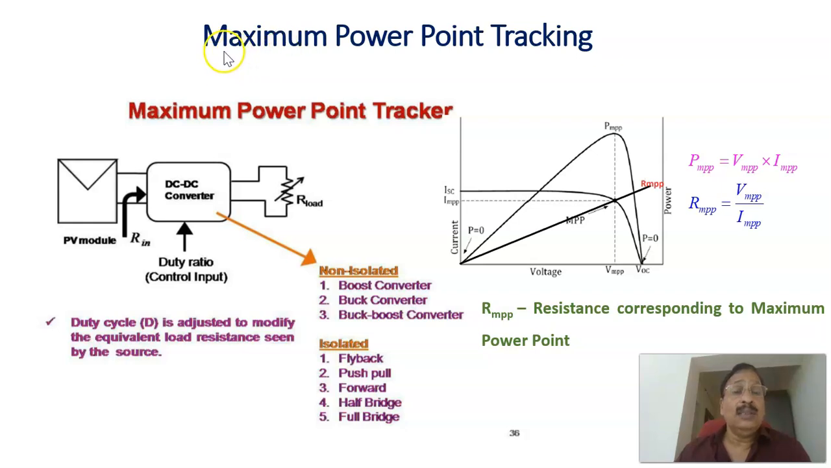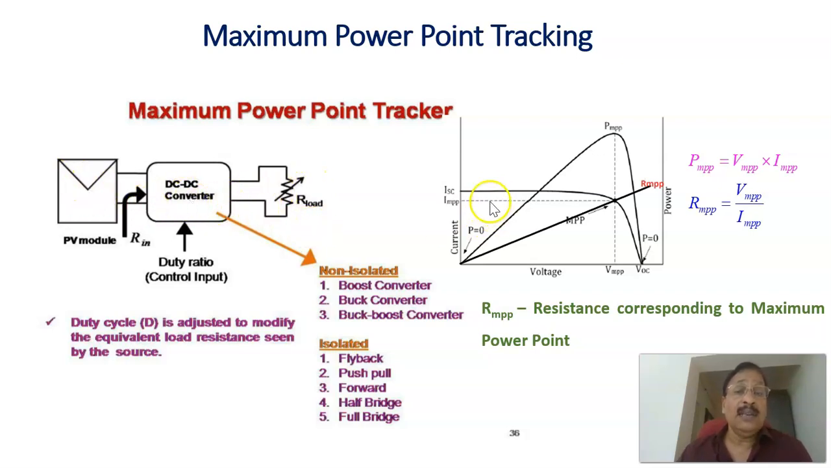Now let us see how this maximum power point tracking can be implemented. How can it be implemented? For that, we have to use a converter. In between the load resistance and the PV panel, we use a DC to DC converter. The DC to DC converter can be non-isolated, like a boost converter, buck converter, or buck-boost converter, or it can be an isolated one: flyback converter, push-pull converter, forward converter, half bridge converter, or full bridge converter. Any type of converter can be used between the solar panel and the load.